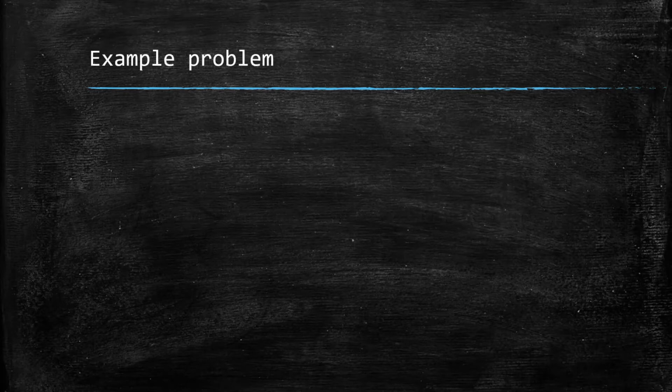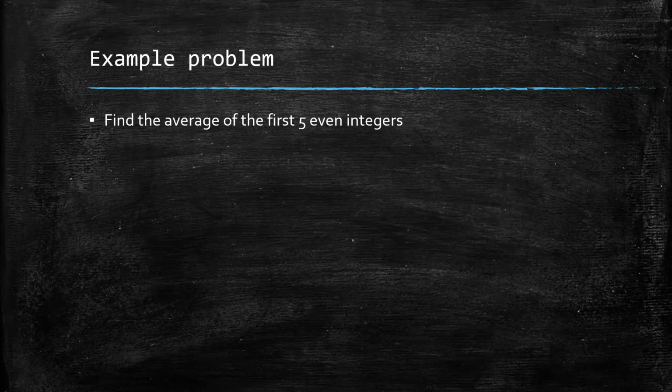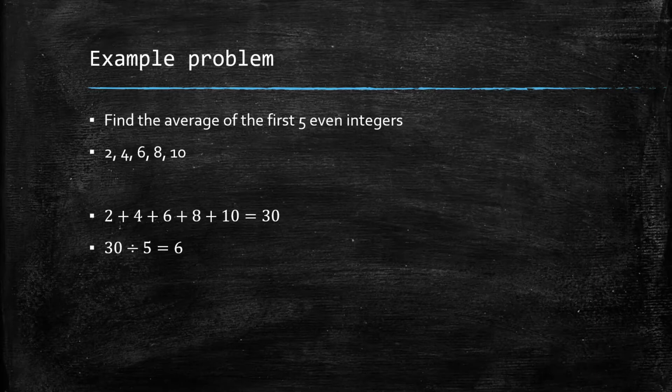So here's an example problem. Let's say we want to find the average of the first 5 even integers. Even integers would be even whole numbers. So those numbers are 2, 4, 6, 8, and 10. Step one would be to add them all up. If we add up 2 plus 4 plus 6 plus 8 plus 10, we're going to get 30. Now we need to divide by the total number of values we had. So we take 30 divided by 5, and that's going to get us 6, and that's the average of the first 5 even integers.